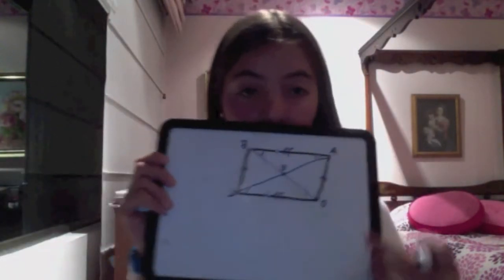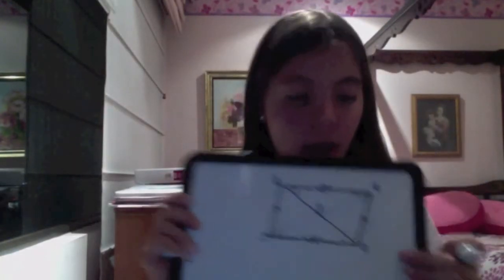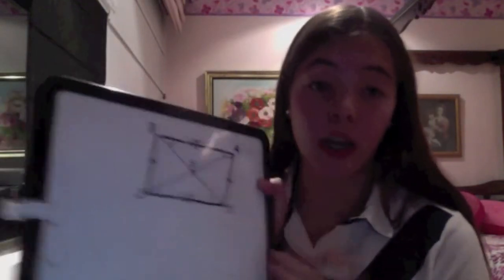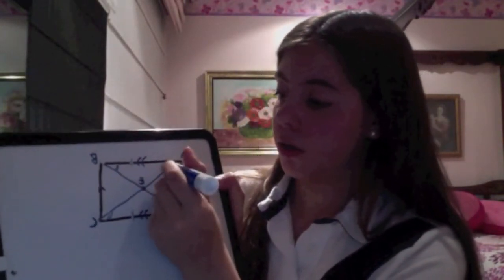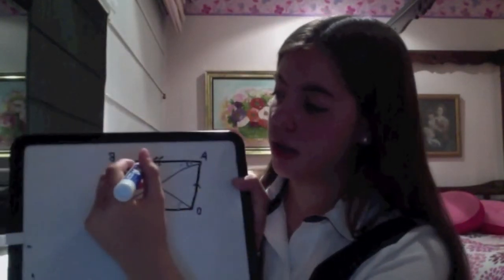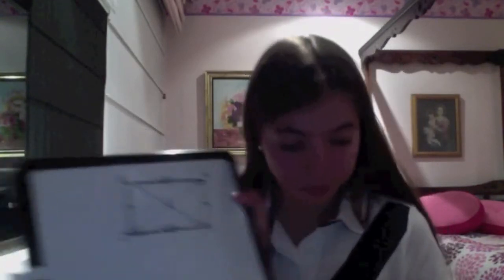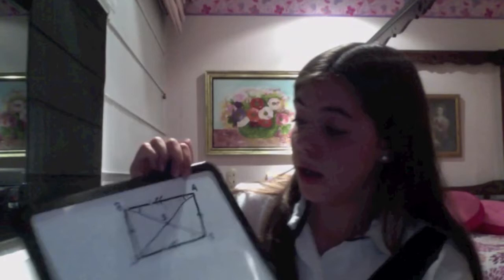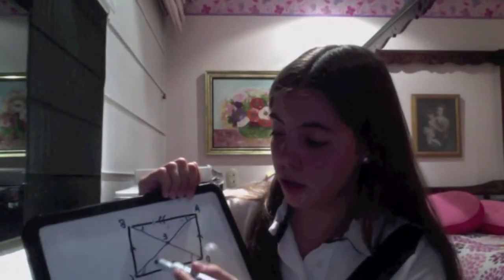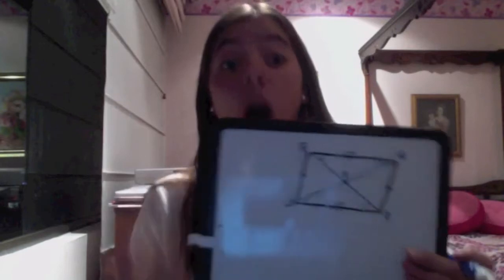Now, if we look at these two triangles, ABE and triangle CDE, they are congruent because of angle side angle: this angle is congruent, this side is congruent, and this angle is congruent. So we can say that AE is congruent to EC because corresponding sides of congruent triangles are also congruent.